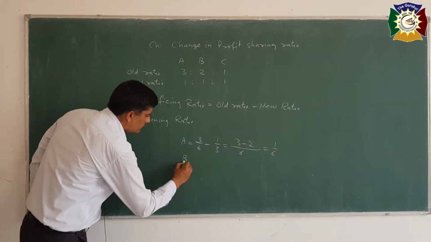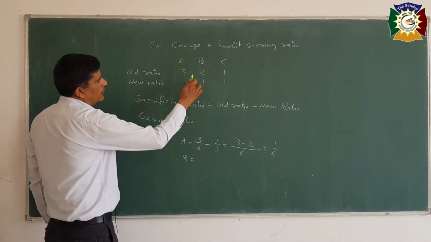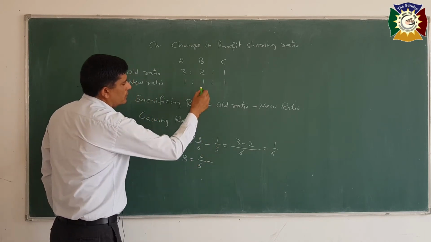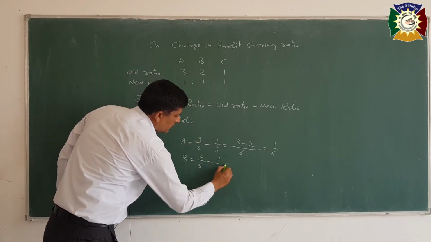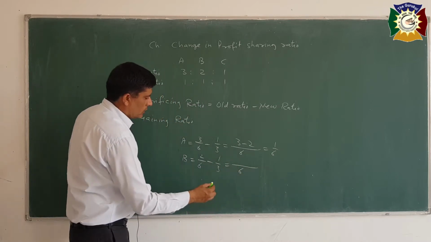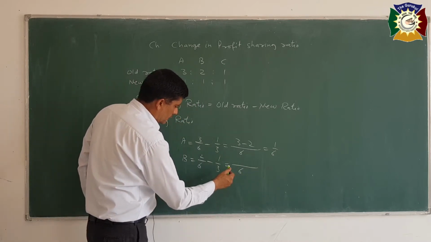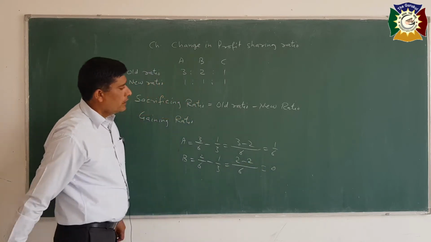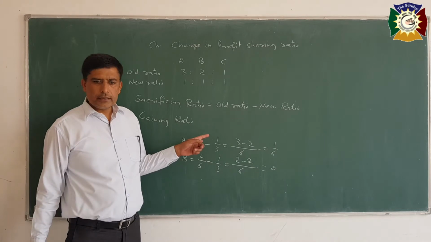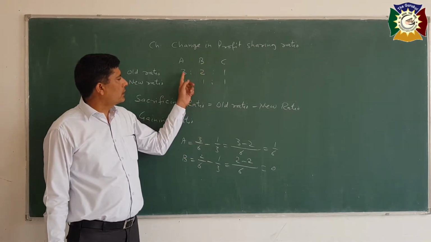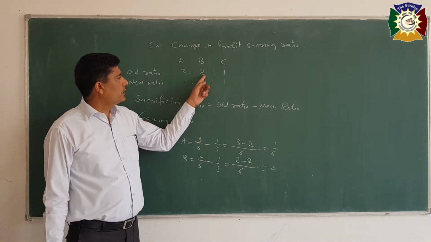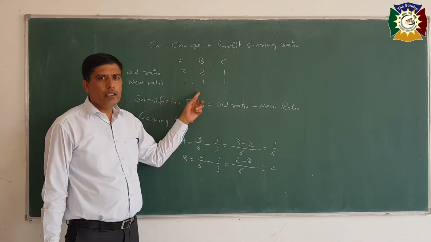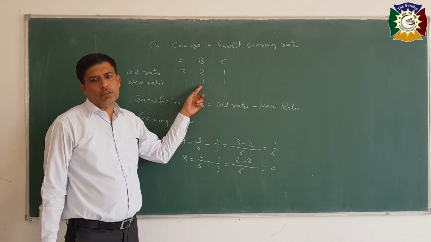Now B. B's old share is 2 upon total, 2 by 6, minus new share is 1 by 3. LCM is 6. So here 2 minus 2, that is 0. It means he neither sacrifices nor gains, because his share was earlier 2 by 6, means 1 by 3, and new is also 1 by 3. So both shares are equal. It means he neither sacrifices nor gains.